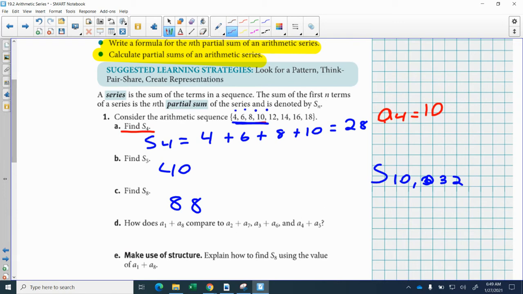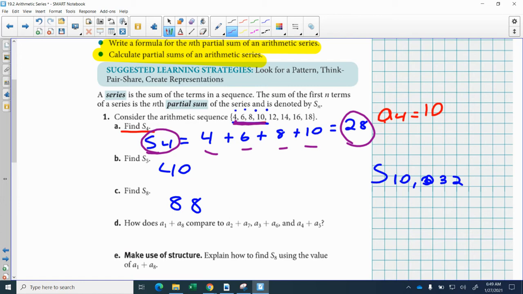So if you notice on the screen right now, if I look at a value like S of 4, S of 4 says I want the sum or the partial sum of the first 4 terms. Well, I have it underlined up here. The first 4 terms are 4, 6, 8, 10. So if I want to find the partial sum of that, I would take all 4 of those values and add them together to get 28. Okay?